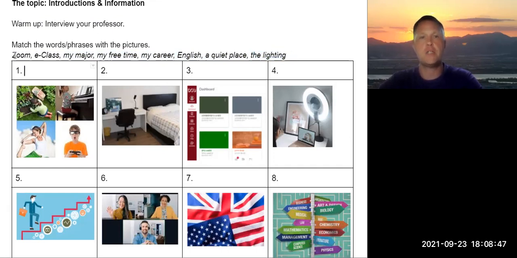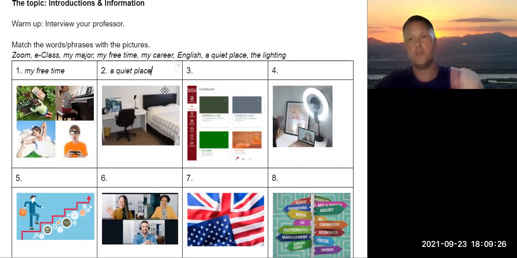Okay, and now let's match the words and phrases with the pictures. If you want to stop the video and do that on your own, you can. Okay, here are the answers. So, what's number 1? My free time. Hobbies. Leisure time activities. Okay. What's number 2? It's a quiet place.